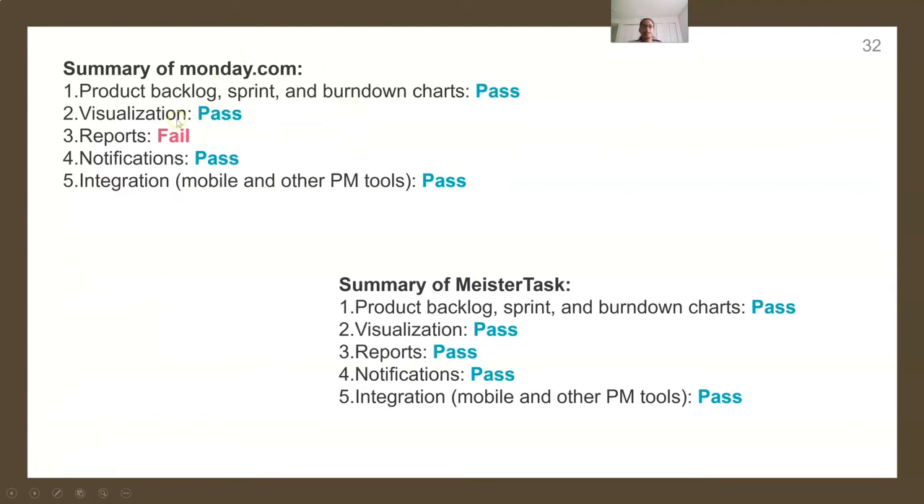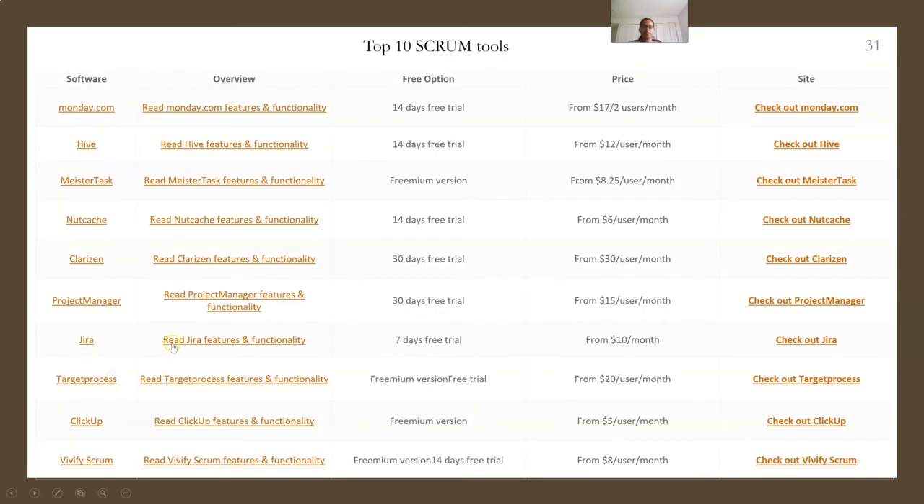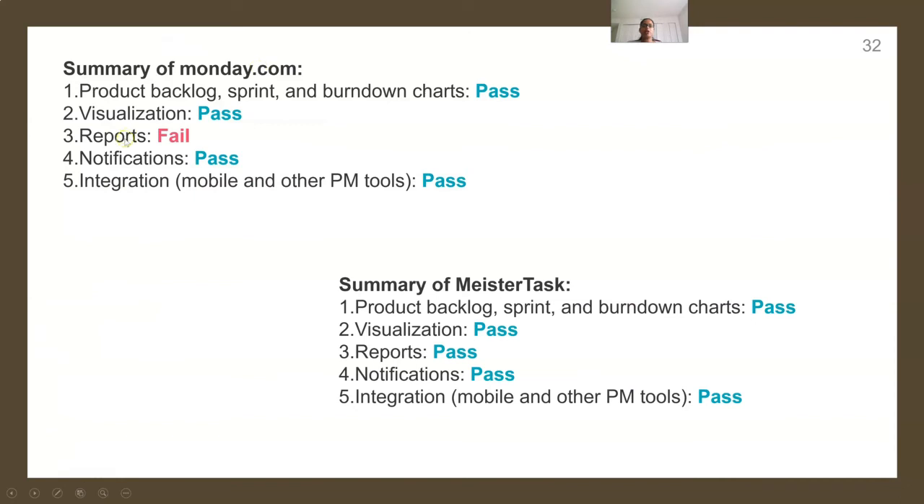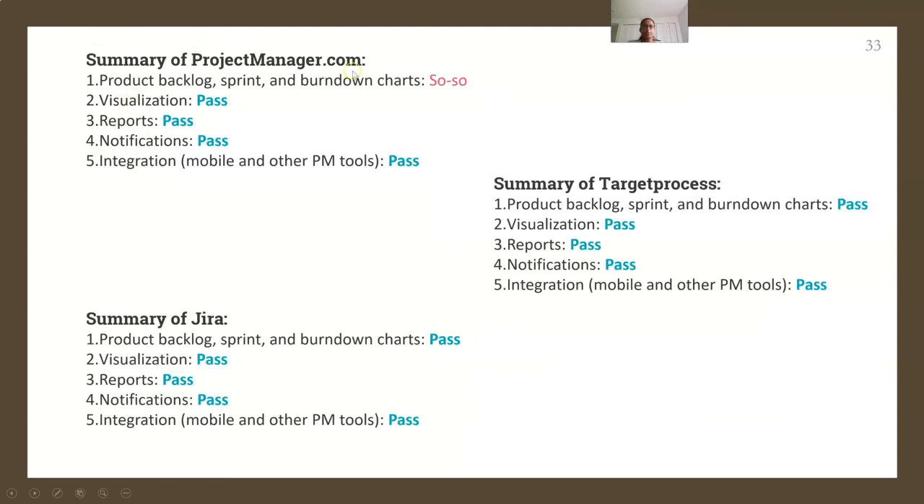And finally, I have added a summary of the different Scrum tools which are listed here. It says that for Monday.com, the reports are not that great according to Digital Project Manager. For MrTask, everything like project backlog and visualization are good features. For projectmanager.com, the product backlog and burn down charts are not so great. Whereas coming to Jira, the product backlog, visualizations, reports, notification, and integration are all very good, in Jira and Target Process.